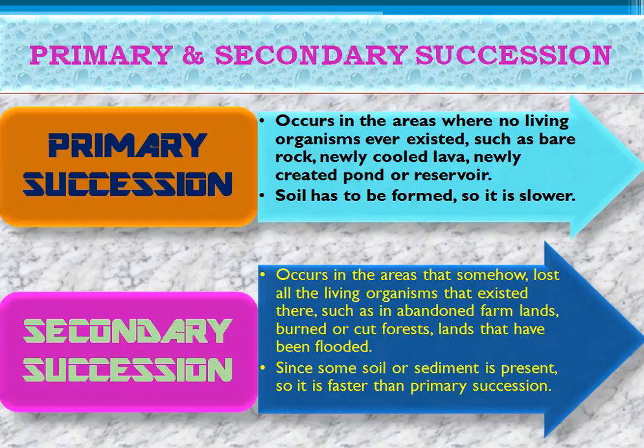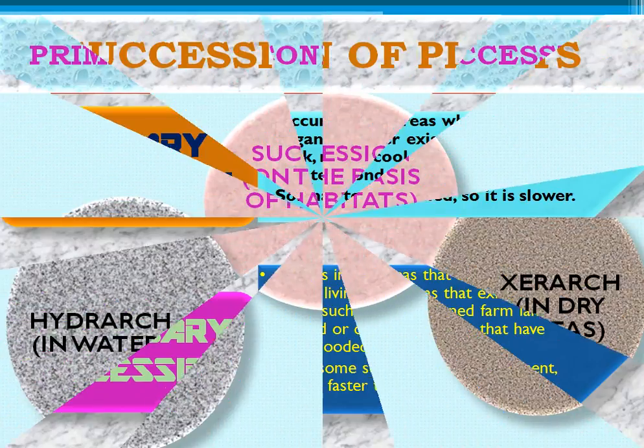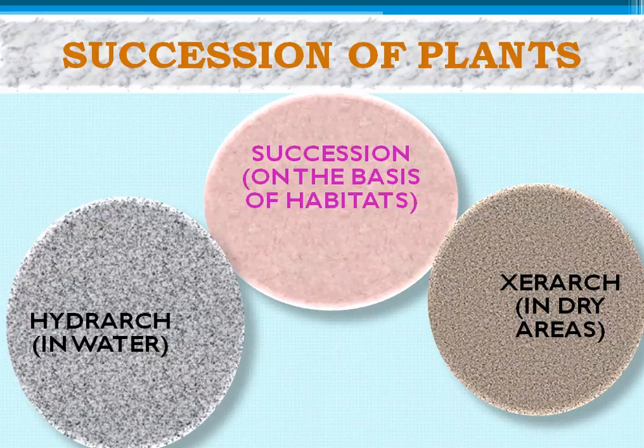Secondary succession. It occurs in areas that somehow lost all the living organisms that existed there, such as in abandoned farmlands, burned or cut forests, land that has been flooded. Since some soil or sediment is already present, it is faster than primary succession. Now, succession of plants on the basis of habitats. It is of two types: hydrarch succession, succession in water bodies or wet areas. Second is xerarch succession, succession in dry areas or bare rocks.